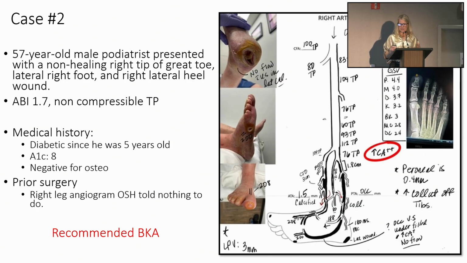His A1C is 8, and you can see here he's got a small wound on his first toe, a wound on his lateral foot, and a significant heel wound. I'm worried about the heel wound because we know those can be quite challenging. So when we look at this full mapping, he has all infrageniculate disease, and he's got a high calcium burden. You can see by this 2-view x-ray that he has those railroad tracks of calcium.